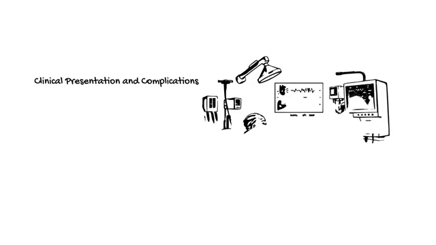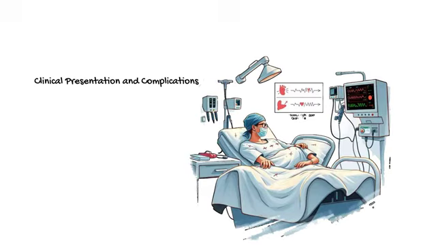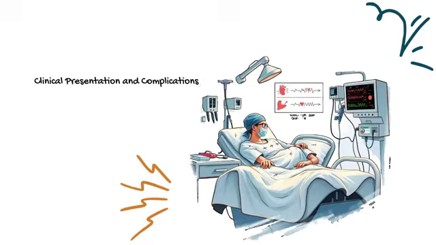The presentation is often insidious. Up to 75% of patients lack classical right upper quadrant pain. Instead, they may present with fever, sepsis, hyperamylasemia, or unexplained clinical deterioration. By the time of diagnosis, half already have complications like perforation, abscess, or gangrene.